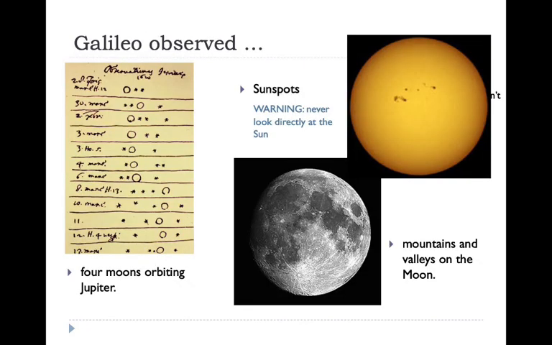Galileo observed a couple of things with just his telescope. You could probably find a pair of binoculars today that are more powerful than the telescope he had. But he observed 4 moons orbiting around Jupiter, and so we call them the Galilean moons. He also looked at the sun and looked at sunspots, these cooler regions, and we could see that the sun was not a perfect sphere. Also the moon, he noticed mountains and valleys.